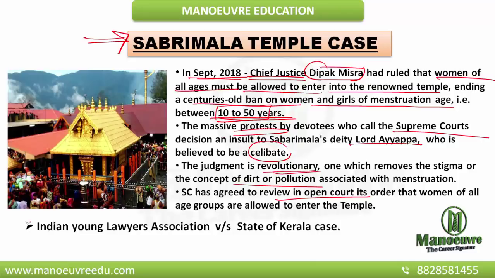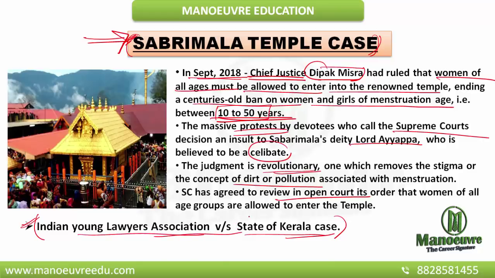Now, what is the name of this Sabrimala case? The name of the case is not Sabrimala case. Okay, this name you will see only in the newspapers and the televisions. The actual on-paper name of this case is Indian Young Lawyers Association versus the State of Kerala case. This is the name of the Sabrimala case.